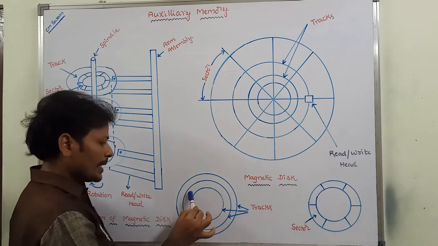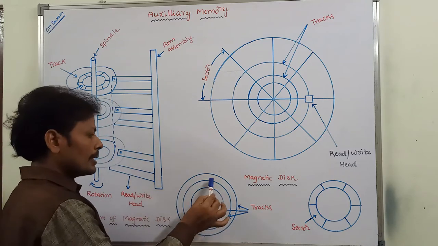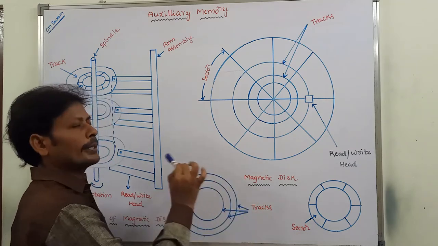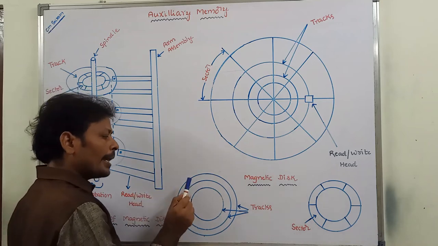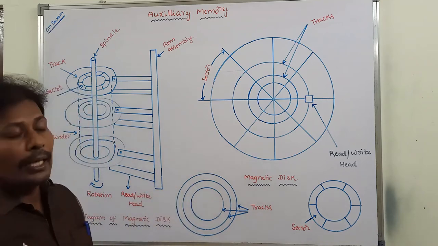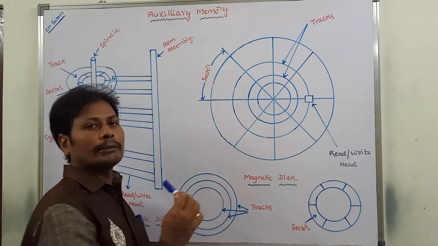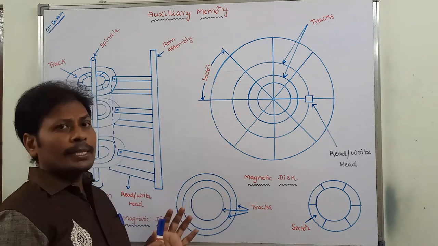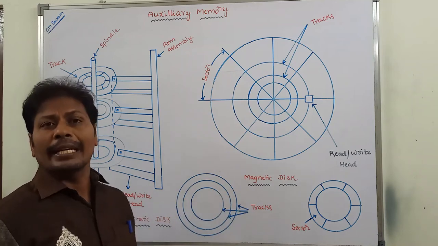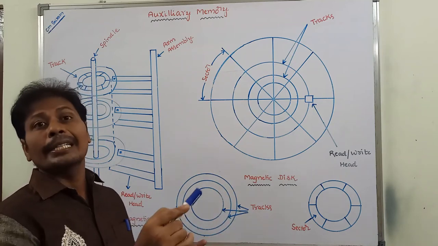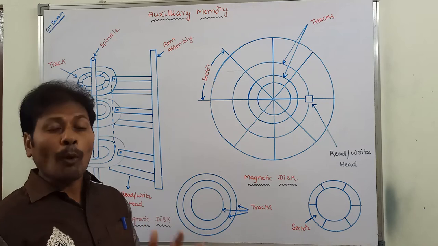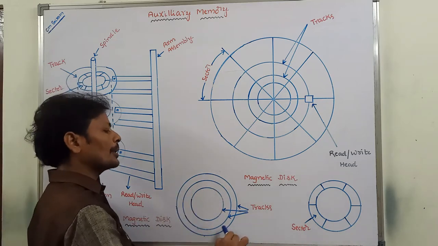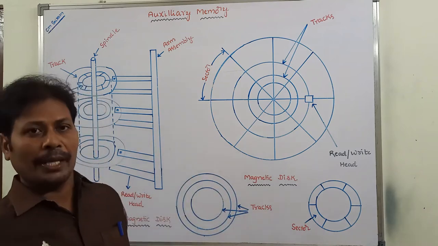So this is one concentric circle, this is another, and this is another. Each and every concentric circle is called a track. On the tracks, some magnetized material is there. On that magnetized material, some spots are there. In those spots, we store the binary information.